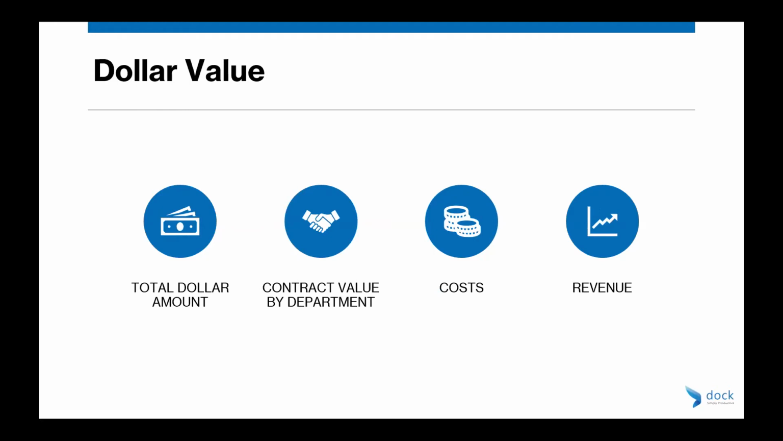This is arguably one of the most important metric categories. What's the total dollar amount of your contracts? What is the total value of contracts by department? What are the costs associated with your contracts? What is the overall revenue of the contracts in your system? All of this is important information that you need to be tracking, because you need to have a thorough understanding of your business. And in order to make informed decisions, you need to know where the money is.